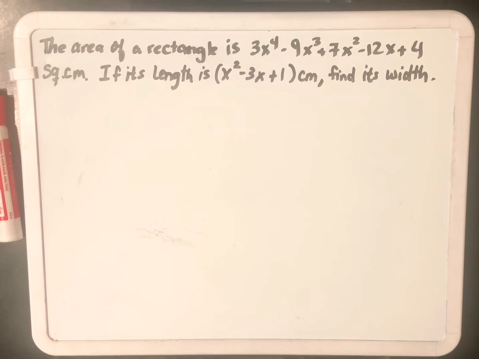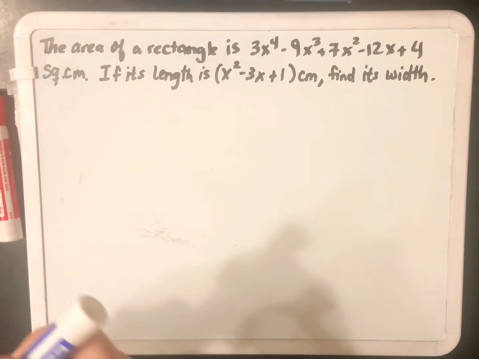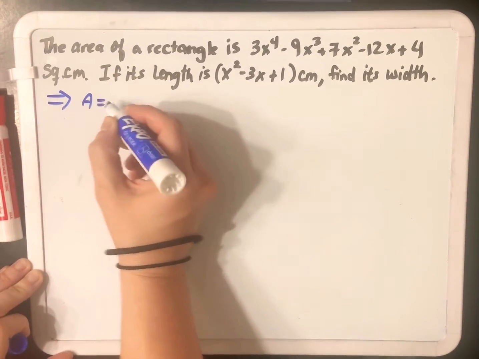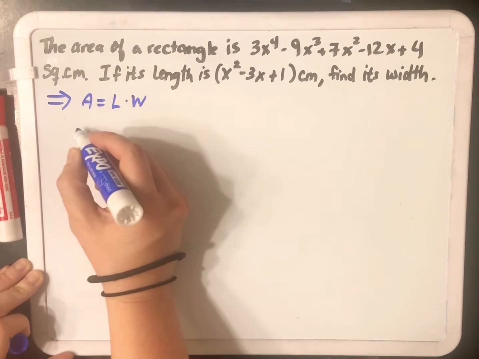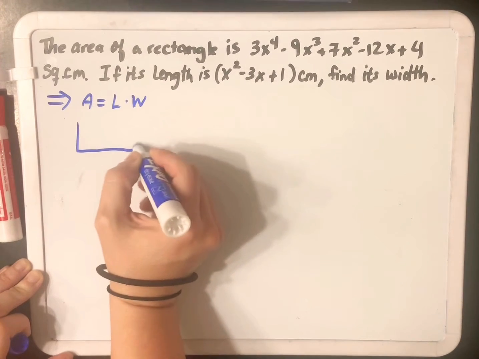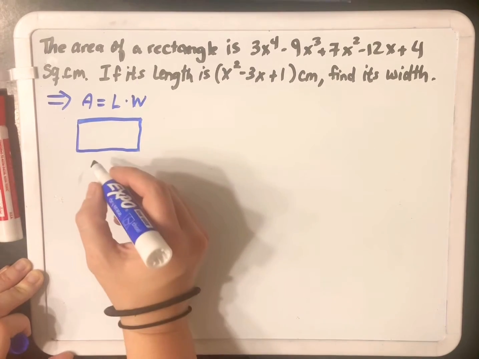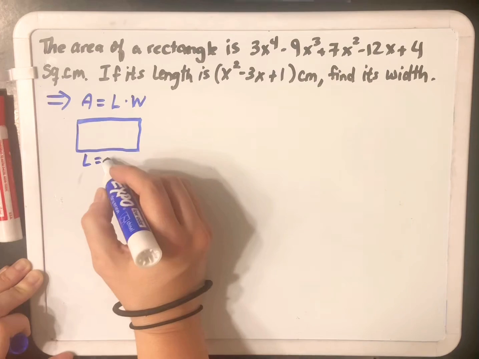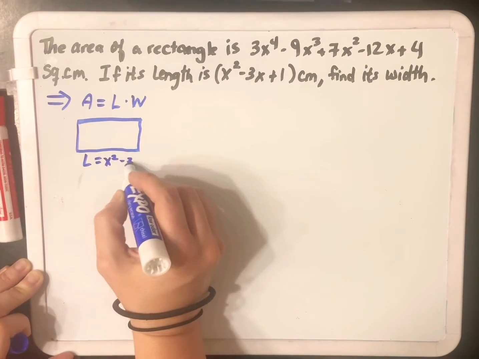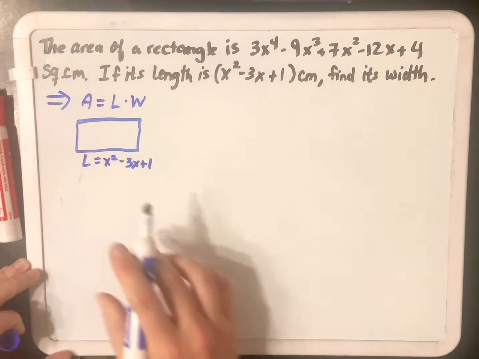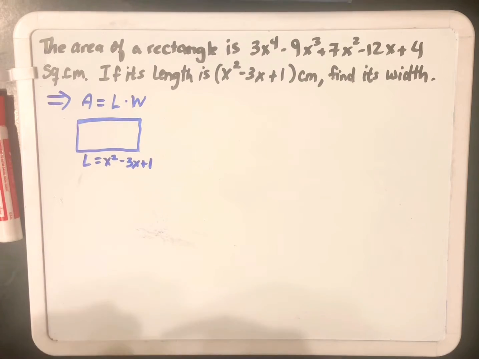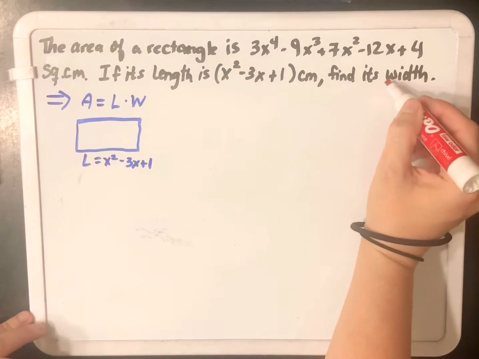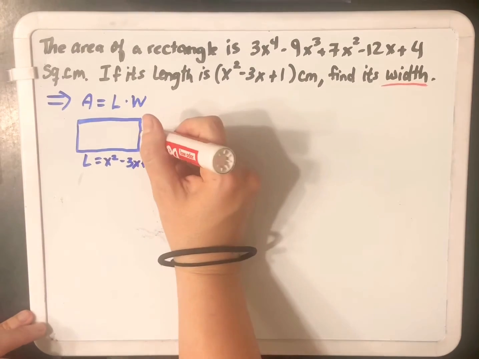So here we have to remember that the area of a rectangle is length times width. That is something you will always have to remember when you're talking about a rectangle. So we have a scenario, pardon my artwork here, where we have the length given to us as x squared minus 3x plus 1. A very common thing you want to do is always draw a picture and write down what you've been given and what you're looking for. They'd like us to find the width of this rectangle, so that's our unknown.